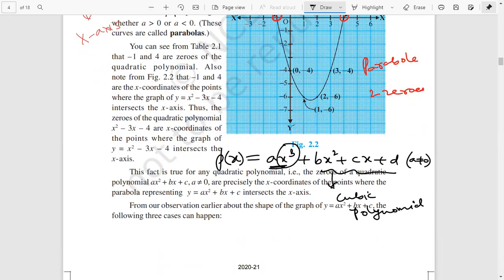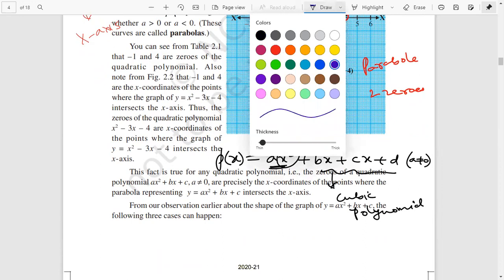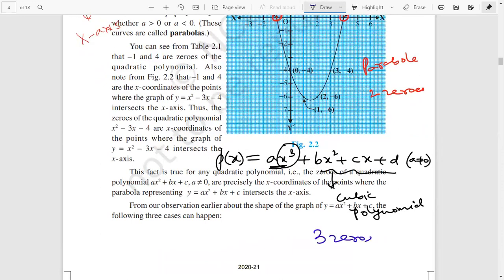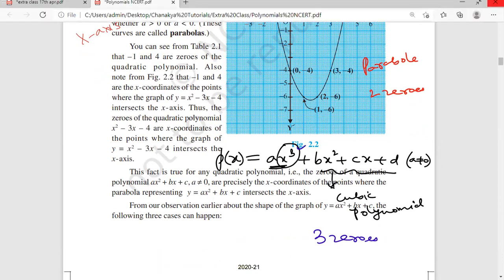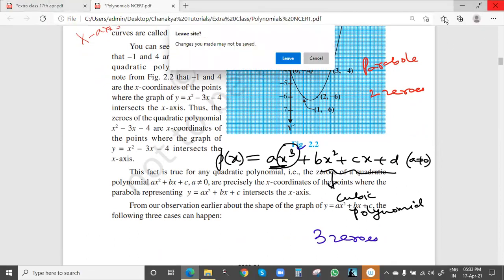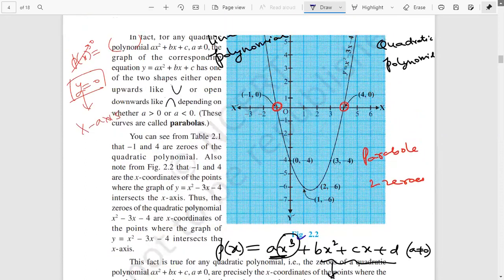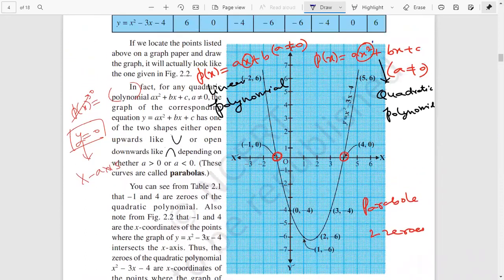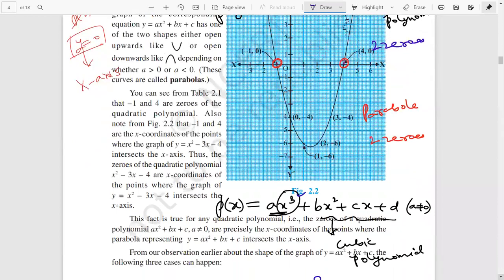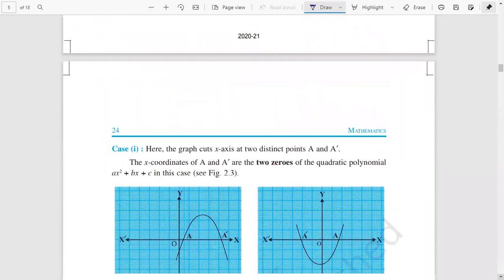For a cubic polynomial, degree is 3, so 3 zeros. So this graph will cut at 3 points. Here we have a quadratic polynomial of degree 2, so 2 zeros. So the graph will cut at 2 points, or 2 solutions, or 2 zeros. Here we have linear, meaning degree 1, so we can say 1 zero. So from the question also we can know how many zeros it will have.